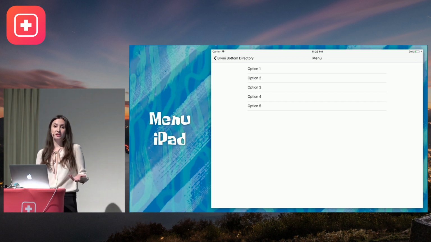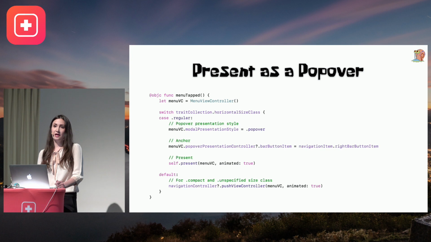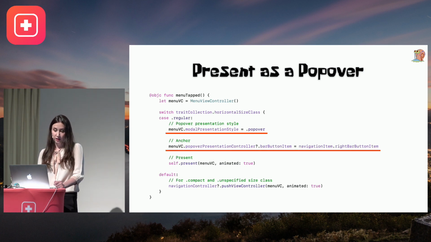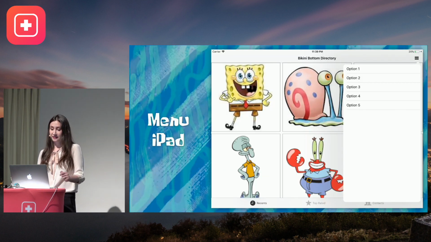So maybe what we could do here is present it as a popover. And we'll do that when the menu button is tapped. We will create a menu view controller. We will set its modal presentation style to popover. We will anchor it to the bar button item it came from, and then we will present it. And we will do this for horizontal size class regular, and for compact, we'll keep it the same. So now it looks like this.